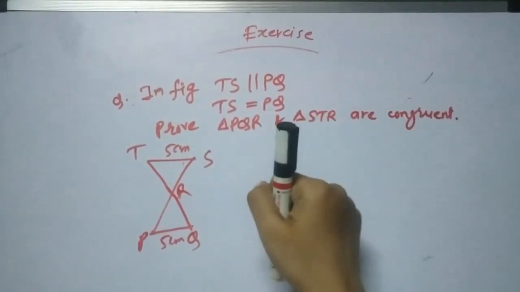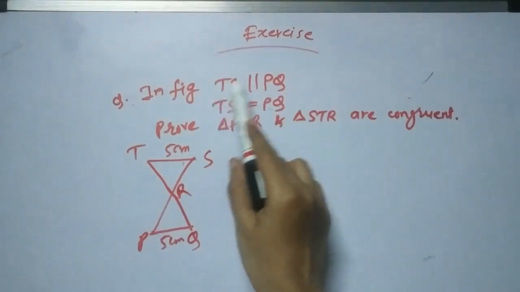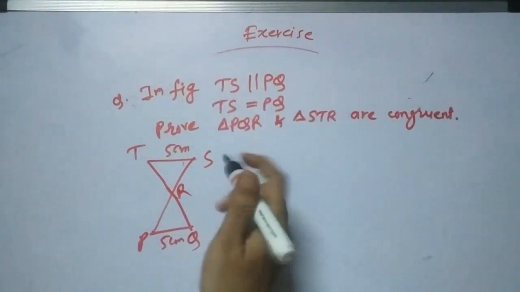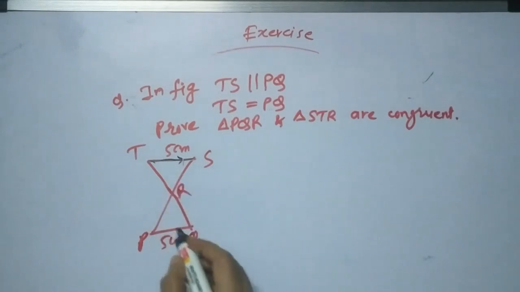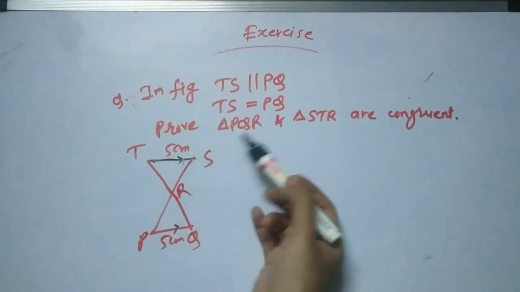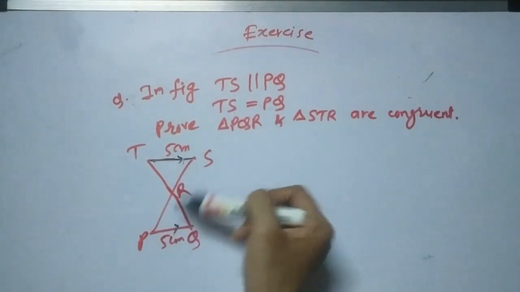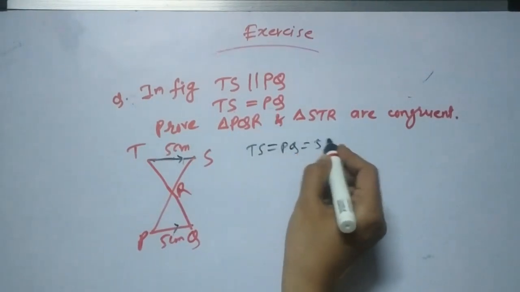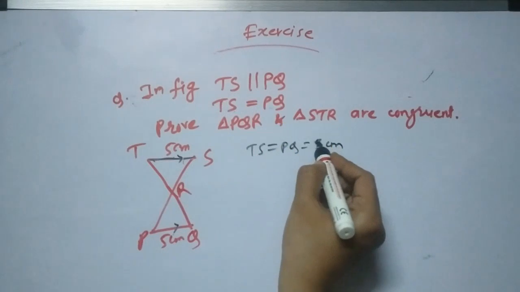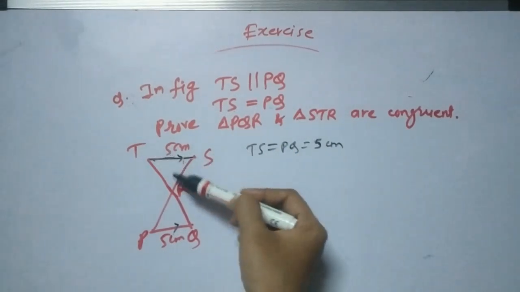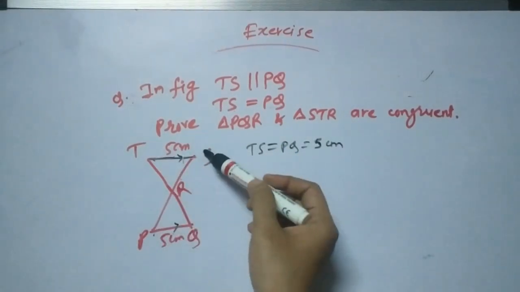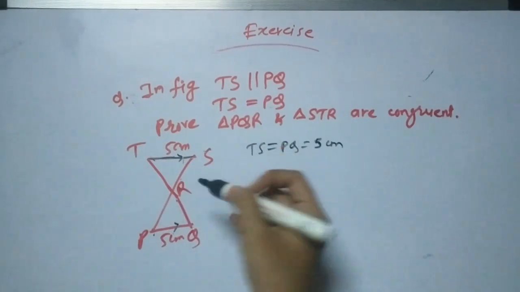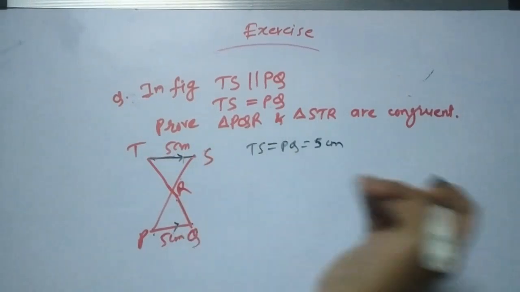So the next question is, in the figure, TS line is parallel to PQ line. So you can say this is the TS line, and this is parallel to this PQ line. One more thing is also given: TS is equal to PQ, and both are 5 centimeters. So we have to prove that the two triangles PQR and STR are congruent.